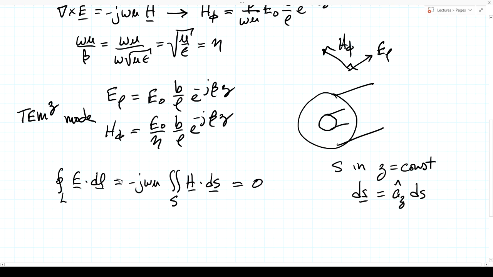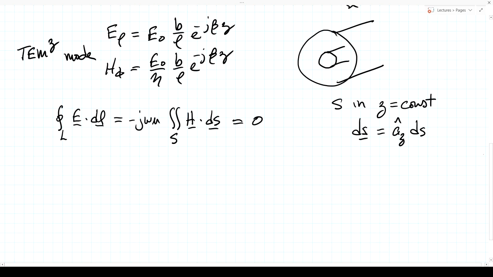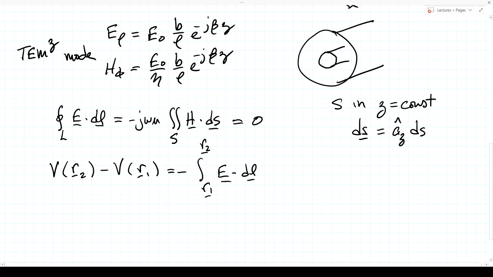And that means that in a plane, z equal to a constant, the integral of E dot dl around a closed loop is equal to 0. And that's precisely the condition in electrostatics that allows us to define voltage. We can use that then to define the voltage between vector position r2 and vector position r1 as minus the integral from r1 to r2 of E dot dl, as long as r1 and r2 are in a plane z equal to a constant.